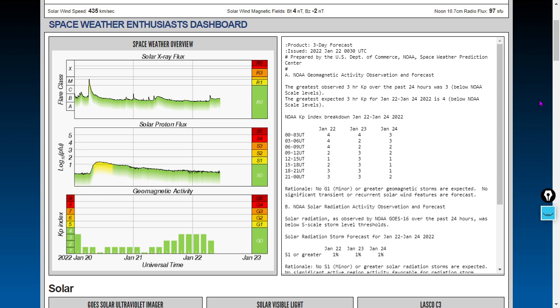So there's the Space Weather Enthusiast dashboard, and they've actually changed the time for the alerts here, expecting a geomagnetic unrest period early today and also early tomorrow on January 23rd.